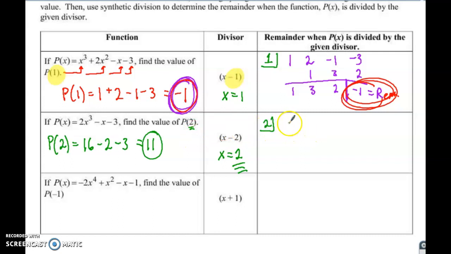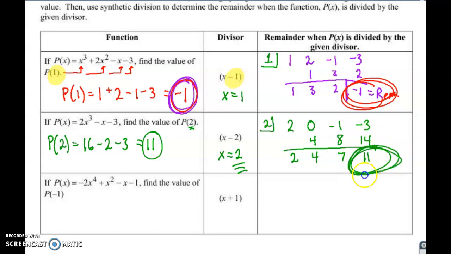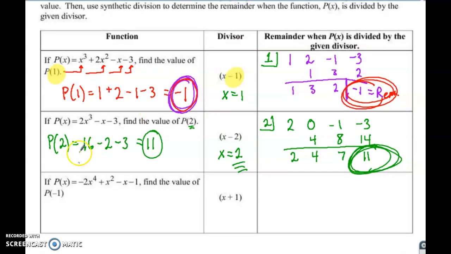But remember, you need a 0 there for the x squared term. It's missing. So bring the 2 down, multiply, add, multiply, add, multiply, add. Well, it still works. The remainder equaled the value at that point. So go ahead and try the next one. And I'm just going to work through it and see if you get the same thing.